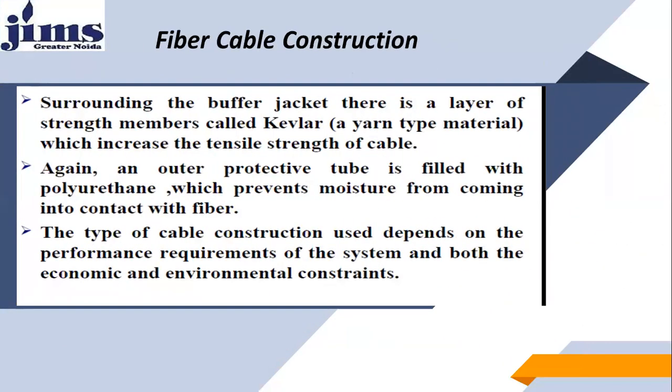Surrounding the buffer jacket, there is a layer of strength member called Kevlar, which increases the tensile strength. Again, an outer protective tube is filled with polyurethane, which prevents moisture from coming into contact with the fiber. The type of cable construction used depends on the performance requirements of the system and both the economic and environmental constraints.